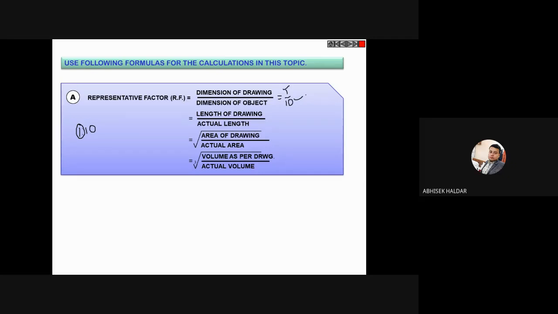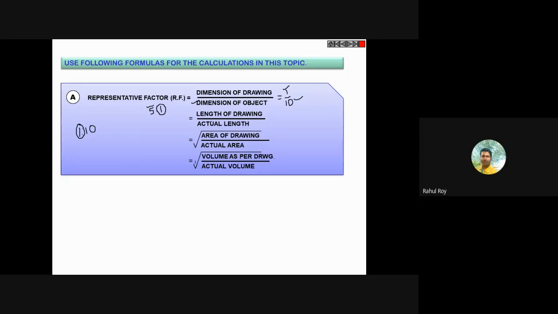But if this RF ratio is, say for example, 5 is to 1, what is that type of scale? Enlarging scale. That means in 5 is to 1, the 1 is the actual dimension of the object, and 5 is the dimension of the drawing. That means in the drawing I am enlarging the dimension. So these are the two ways. From the ratio I can say whether it is my enlarging scale or my reducing scale. This point is clear to all of you or not?